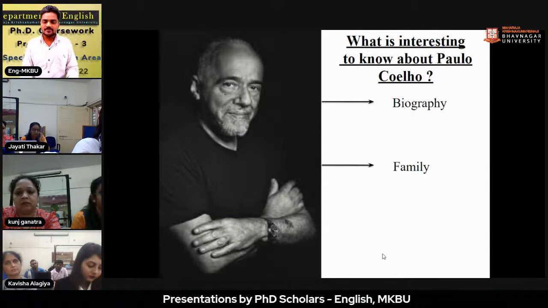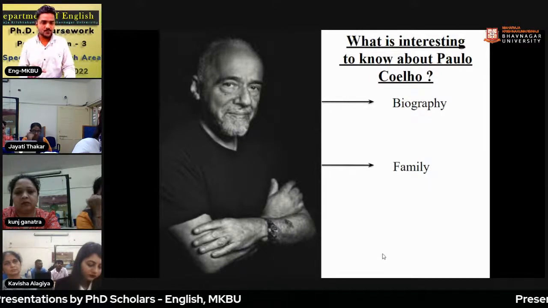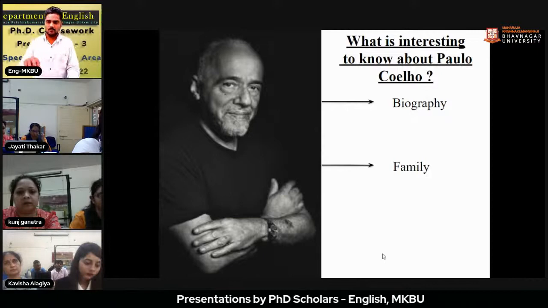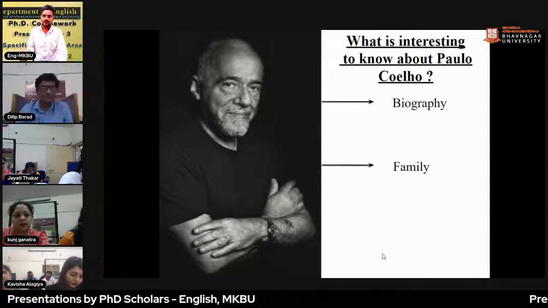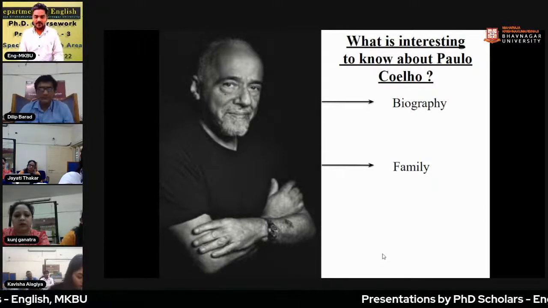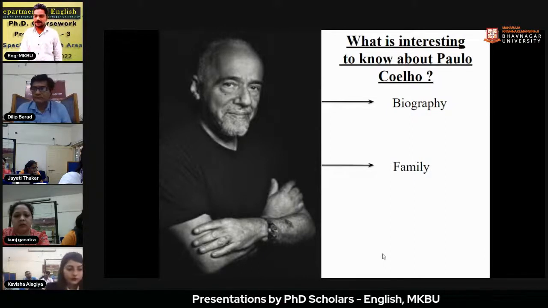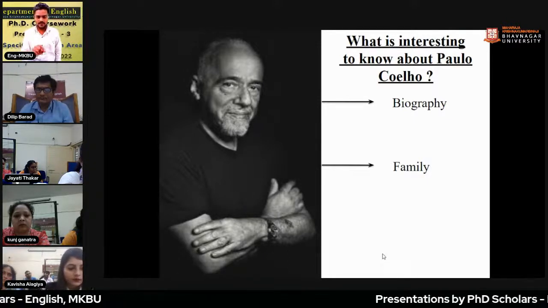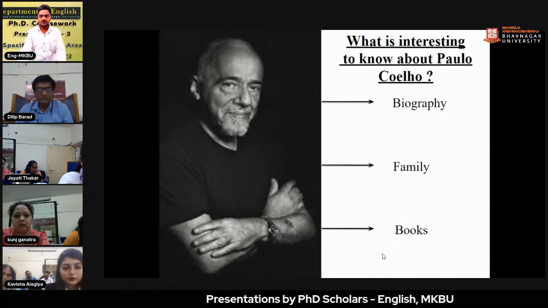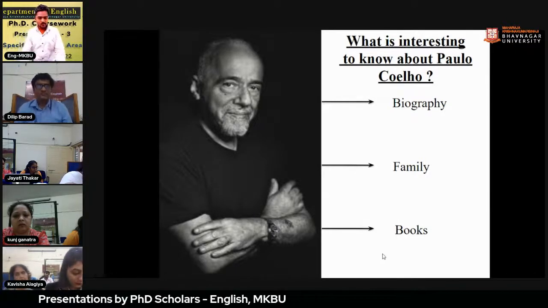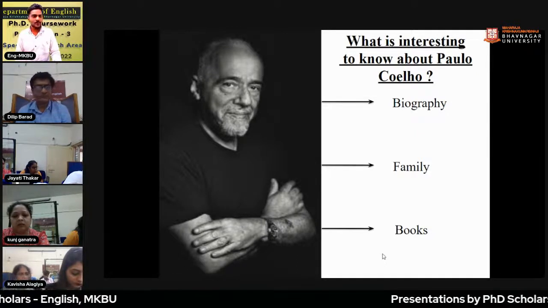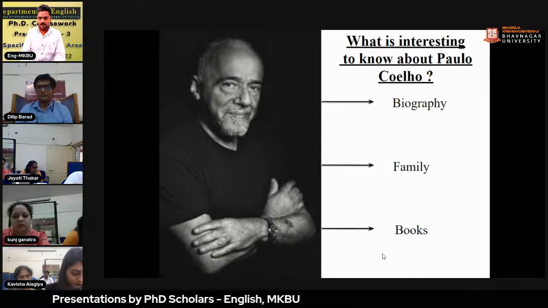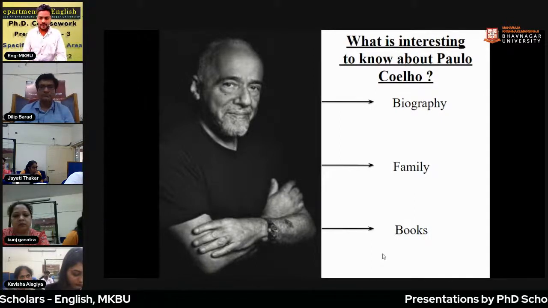About his family, Paulo Coelho wanted to be a writer, but his family discouraged him. That's why he was also put into a mental hospital, and again he came back and wrote novels. He married Cristina in 1980. I think he has no children. Then about his books, he has written 28 books in the Portuguese language and also English. Most of the books are translated into English, and I think into more than 80 languages. So these are the books.